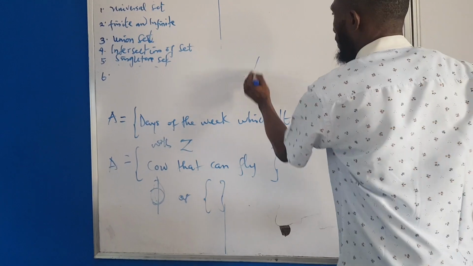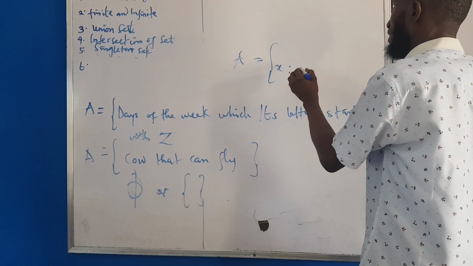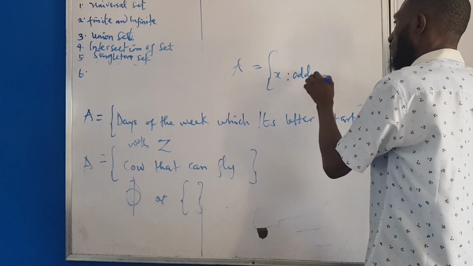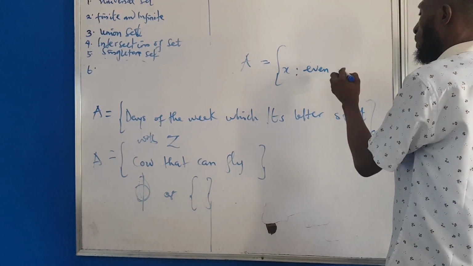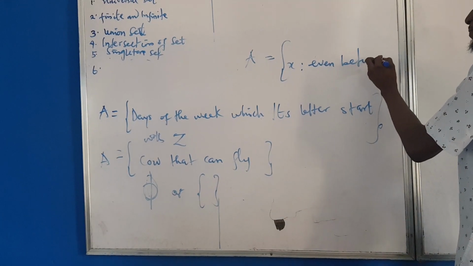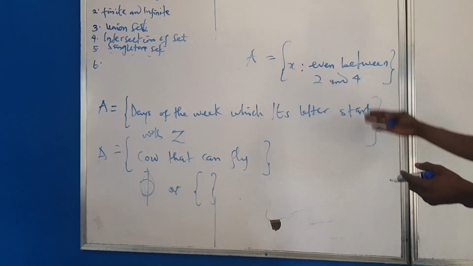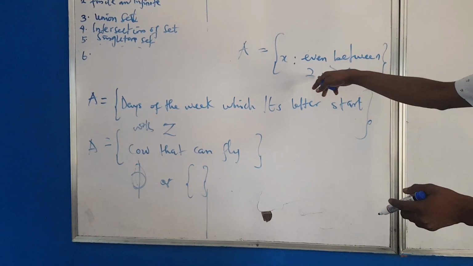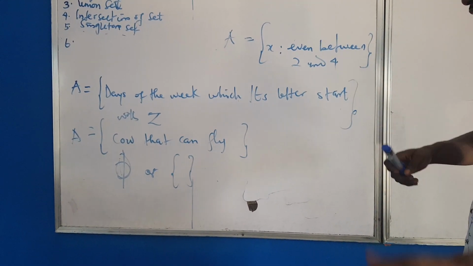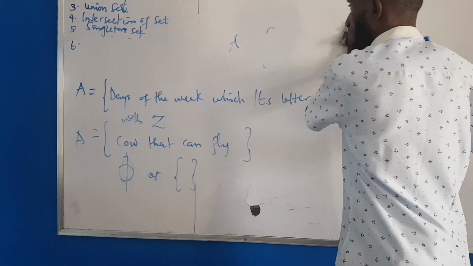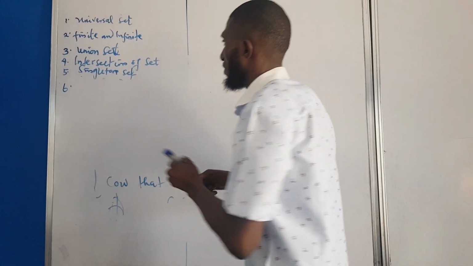Or at times you can give it in the form of an equation, let's say x, where x is an even number between 2 and 4. Do you have any even number between 2 and 4? No, because the number between 2 and 4 is 3, and 3 is not an even number. Any form of that, we call it an empty set.